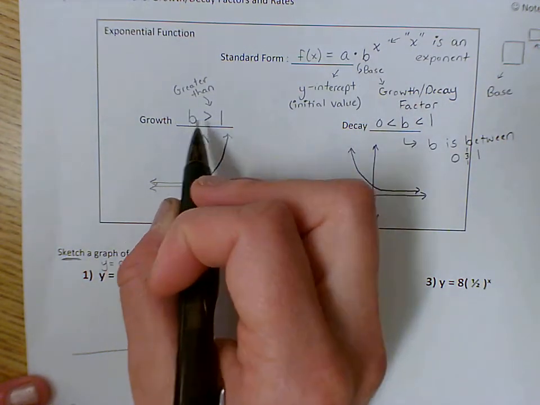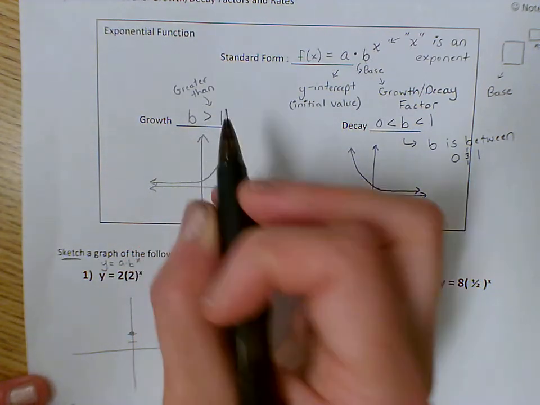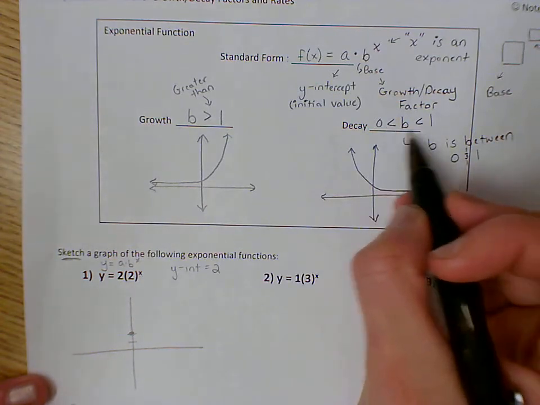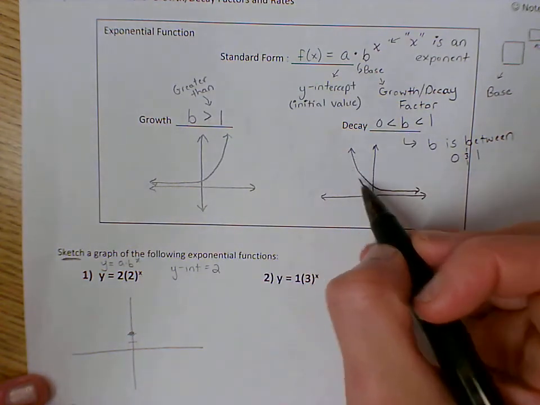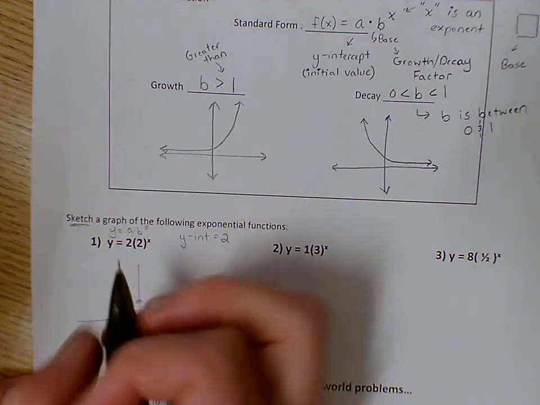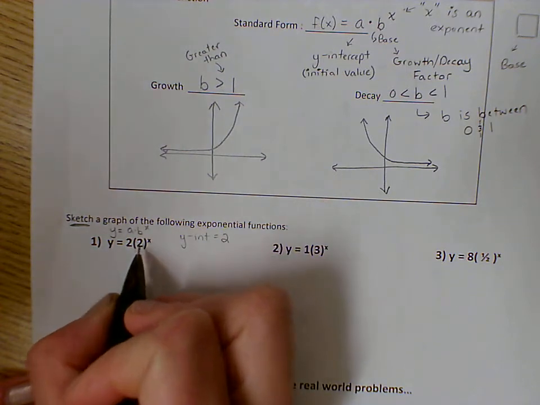If b is a number that's bigger than 1, then that means it's going to grow, so it's going to look like that. If it's a number between 0 and 1, then it's going to look the opposite. It's going to start up and then go down. My b in this problem is the number that's with the x, so that would be 2.